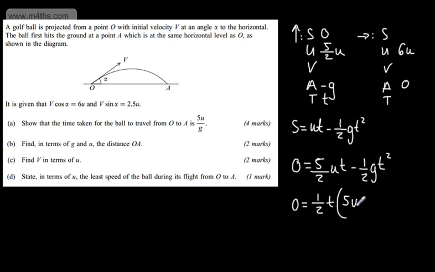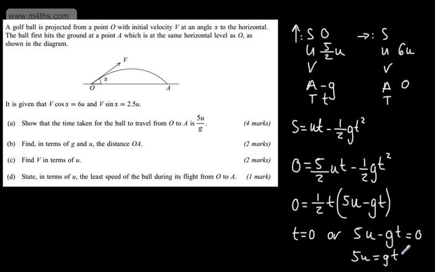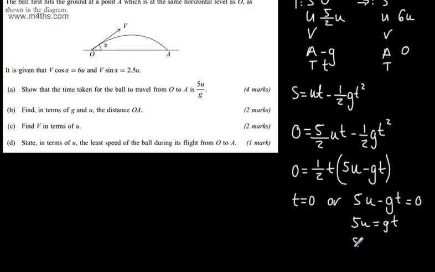That will give me 5u minus the g. That then needs to be multiplied by t, so we can say that t is equal to 0, or 5u minus gt will be equal to 0. So from here we can simply say that 5u is equal to gt, and that t is equal to 5u over g. So 5u over g. And that shows that we can do it, and that's one way that you could do it.